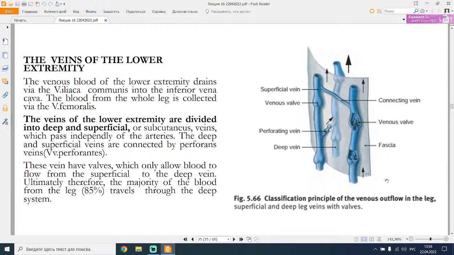Ultimately, therefore, the majority of the blood from the leg, 85%, travels through the deep system. This you see fascia, this you see valve venosus, connective vein, which connect superficial veins between themselves, and you see deep vein. This is the classification principle of the venous outflow in the leg.